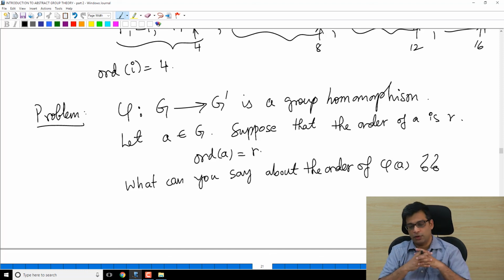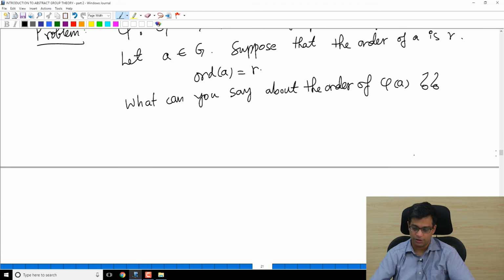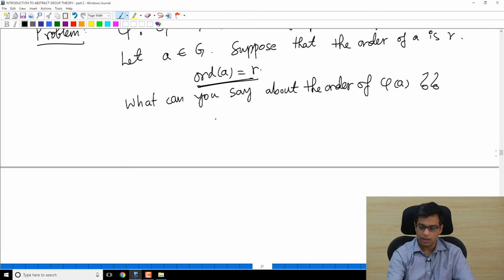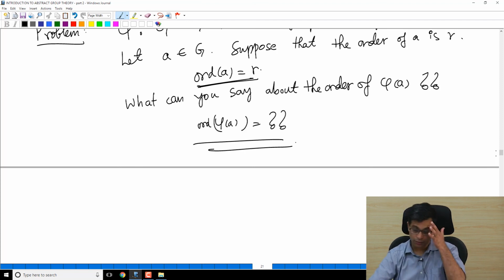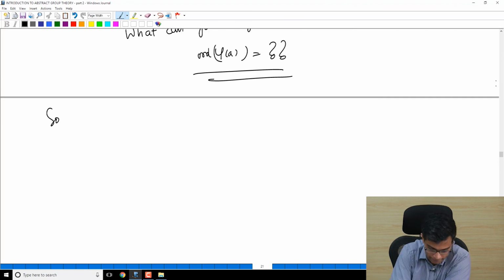So the problem is, if you have a group homomorphism and an element which has some finite order, what is the order of the image? Can you say anything about the order of the image? Order of A is R. What is the order of phi of A? How is it related to R, in other words? That's the question. So the solution is the following.